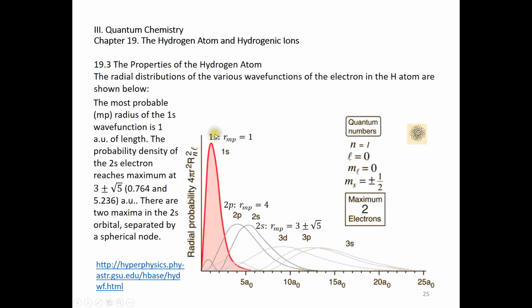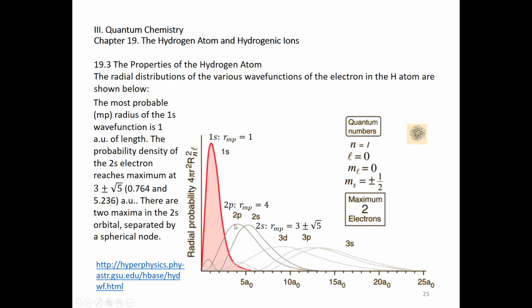Now let's look at this radial distribution of various wave functions of the electron in the hydrogen atom. The most probable radius of the 1s electron is 1 atomic unit. So right here you can see it's 1. For the 2s electron, there are two maxima. Let's look at the shape here. You have a bump here, another bump here. They are just two maxima. Over here, this is 0.764, a bit less than 1. And then another one is 5.236, a bit above 5. So you can see this is a bit above 5, right?